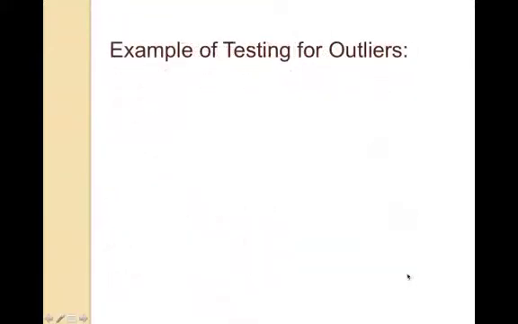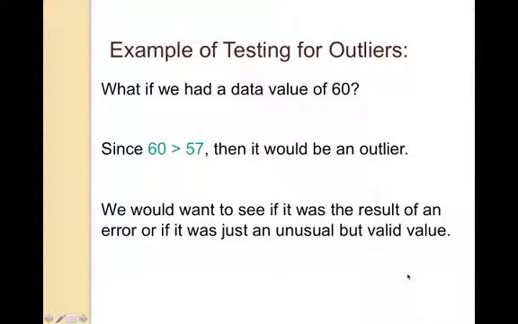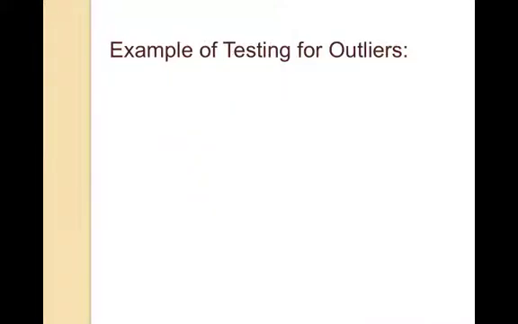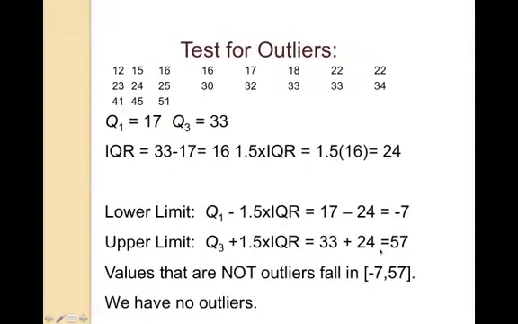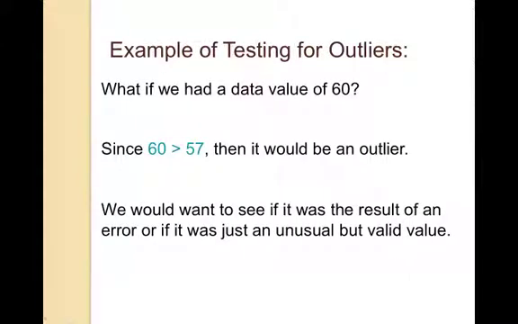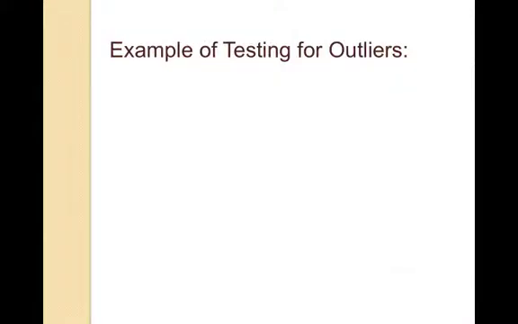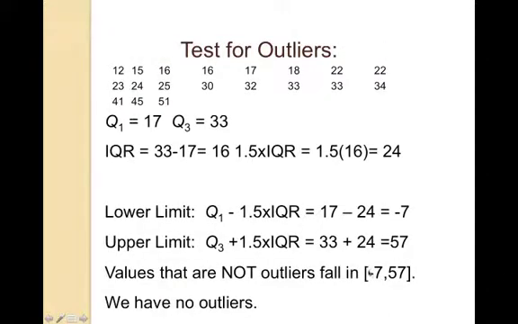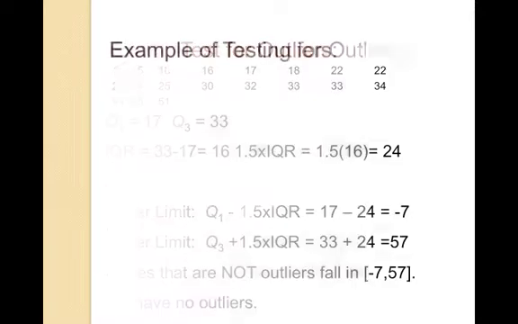But let's play what if. What if we had a data value of 60? Well, 60 does not fall between -7 and 57. Okay, 60 is greater than 57, so it would be an outlier. Likewise, if we had a value of -10, -10 is less than -7, so we would have an outlier in the small direction.